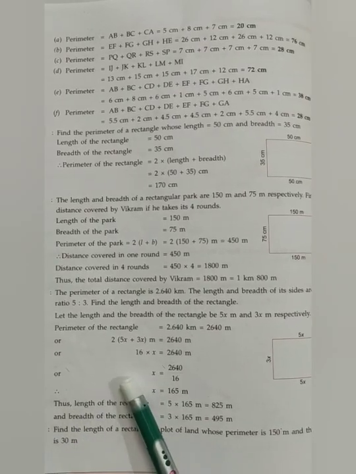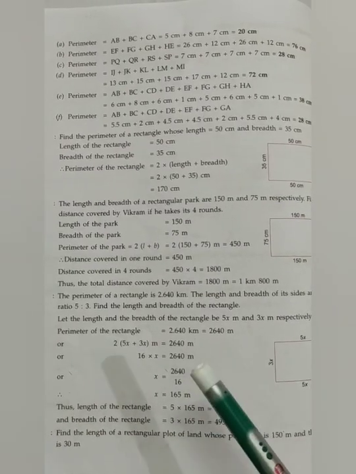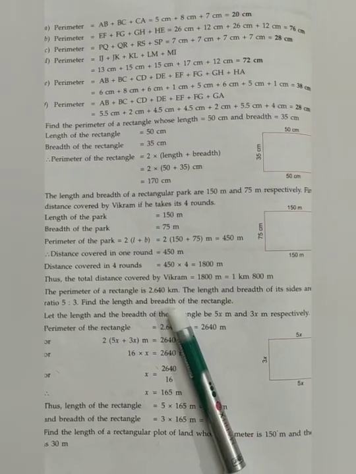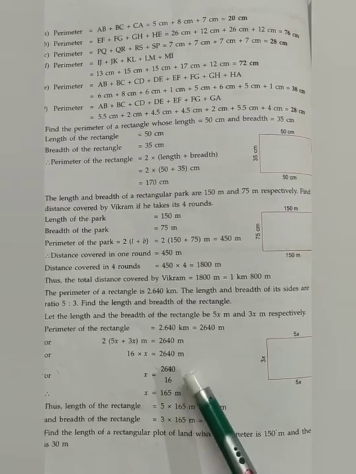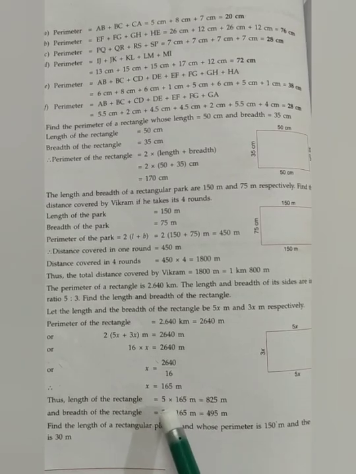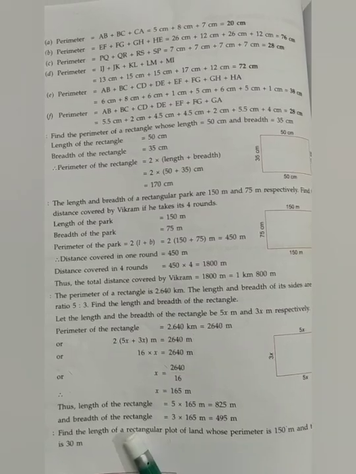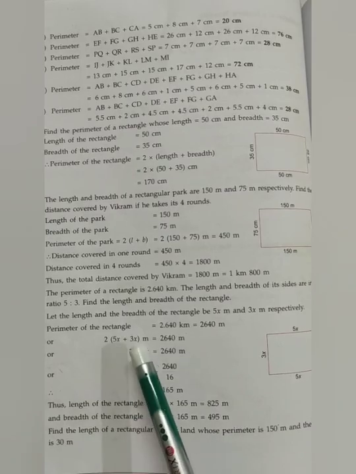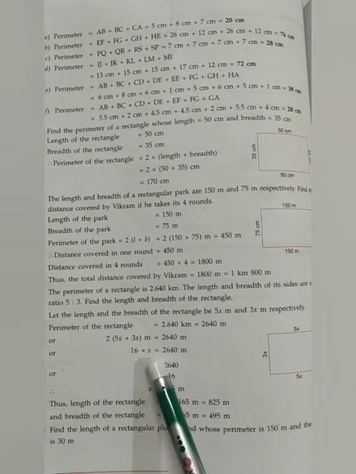Perimeter of the rectangle is this much. Here you see different units are there, kilometer and meter. So we have to convert kilometer to meter first. Then we put the formula, perimeter equal to 2 multiply (L plus B). Okay. Then 2 multiply (5x plus 3x), means 5 plus 3 is 8x. 8 multiply 2 is 16x.